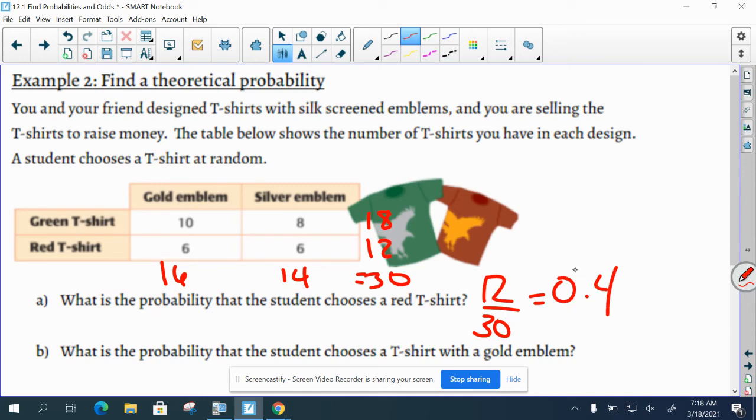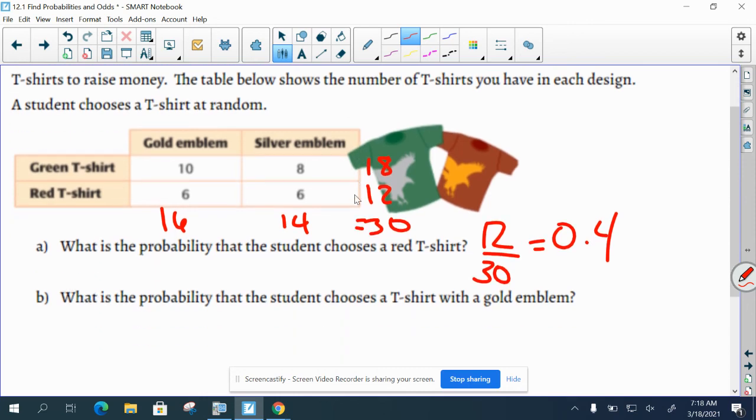Now, if I asked you what's the probability that the student chooses a red shirt with a gold emblem, then yes, I would say 6 out of 30. But this is just asking for all of the red t-shirts, and there are 12 red t-shirts and then 18 green. And then the probability that a student chooses a t-shirt with a gold emblem, well, that would be 16 out of 30, which is 8 over 15. And you can find the decimal for that if you want.